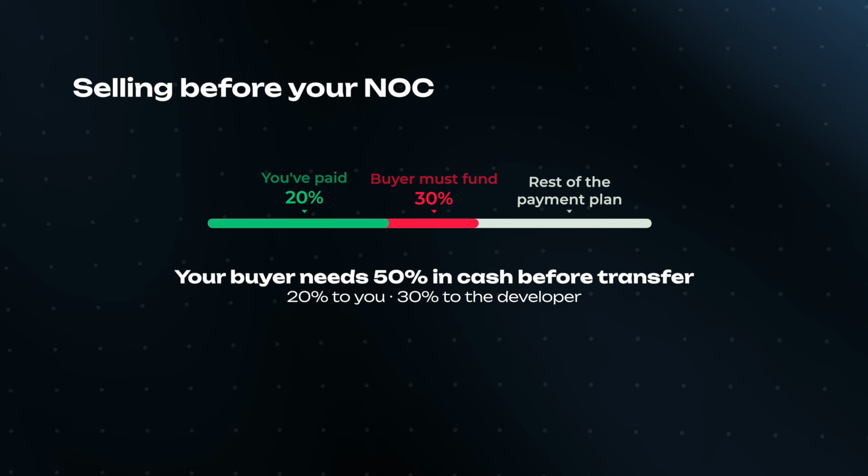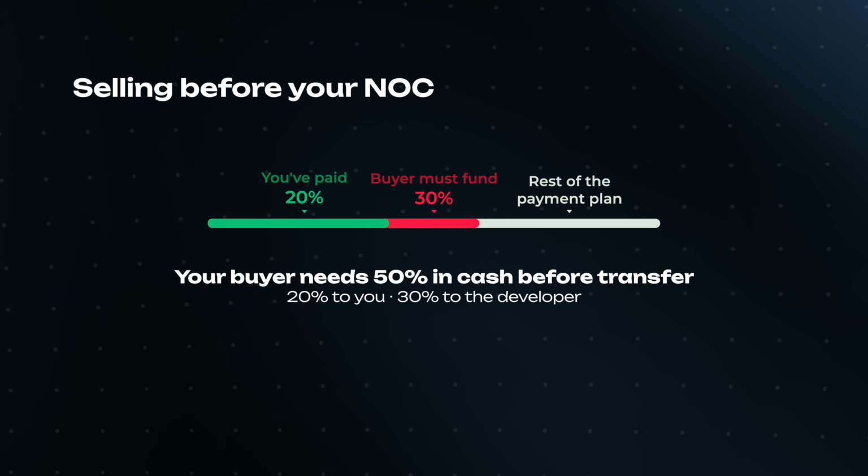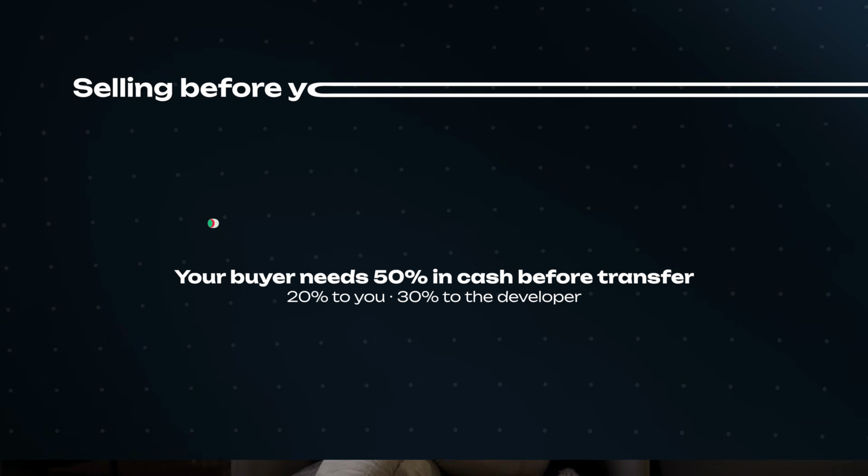Now, just because you can sell does not mean it is a good time to sell. You are often able to sell the property before you reach the point of NOC, but it just means that the purchaser has to pay the total percentage required. So if you've only paid 20%, but the resale value is 50%, the person who's coming to buy it from you has to pay the 50% total, which is obviously very unlikely because there's absolutely no benefit to them to do that.